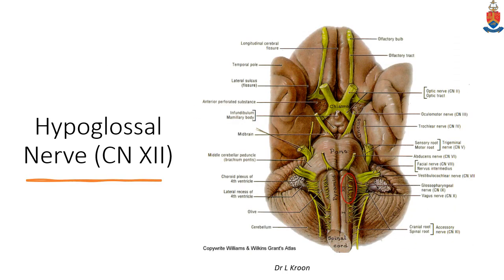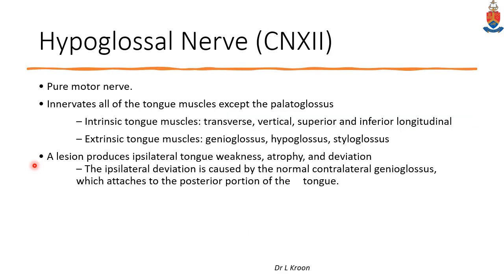And finally, we get to the hypoglossal nerve. The hypoglossal nerve, along with the glossopharyngeal, the vagus, and the cranial portion of the spinal accessory nerve, are all in the medulla by the 4-4-4 rule. The hypoglossal nerve is a pure motor nerve. It innervates the intrinsic muscles of the tongue, as well as all of the extrinsic tongue muscles, except for the palatoglossus, which is innervated by the vagus nerve.